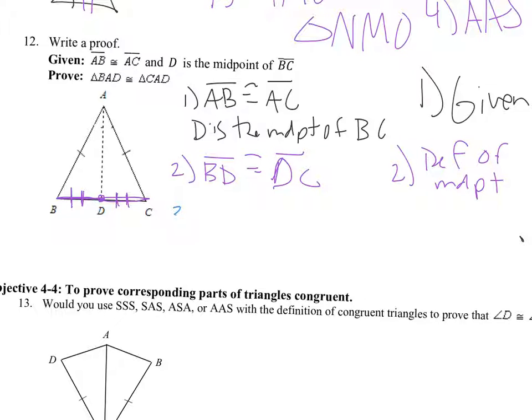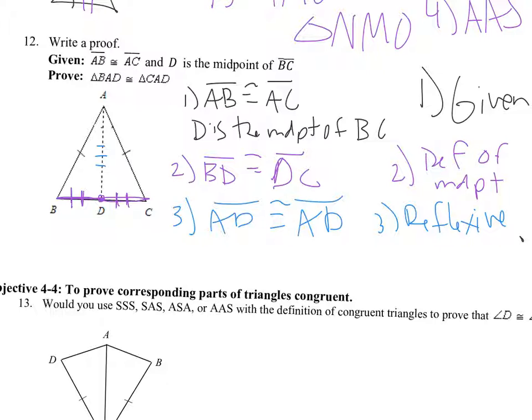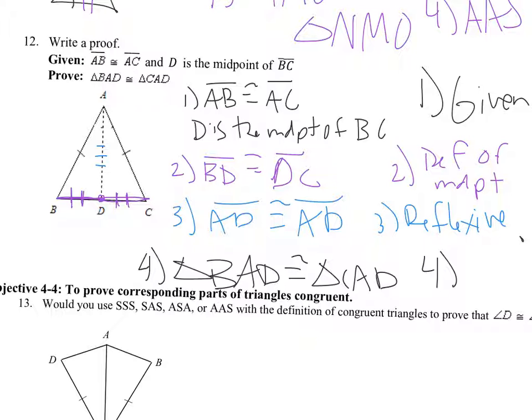I also noticed that this is going to be congruent to itself. So AD is congruent to AD. Again, reflexive. Now I have 3 parts. So I can say triangle BAD is congruent to triangle CAD. And again, if I look at those 3 parts, side, side, side.